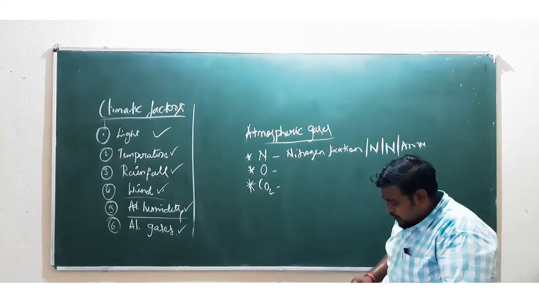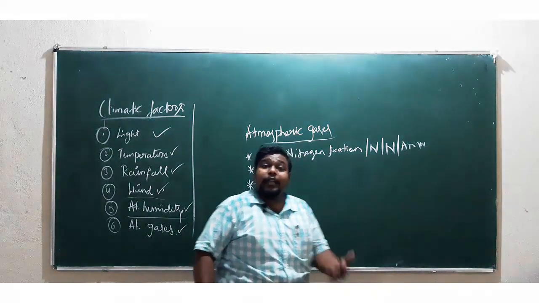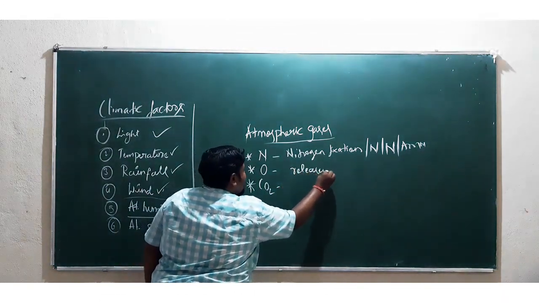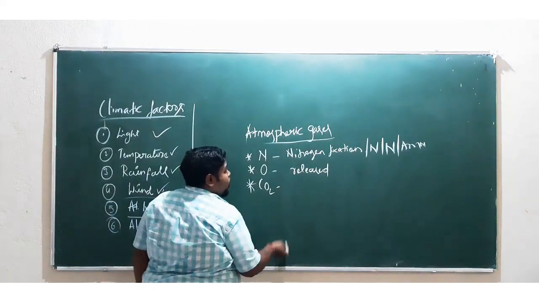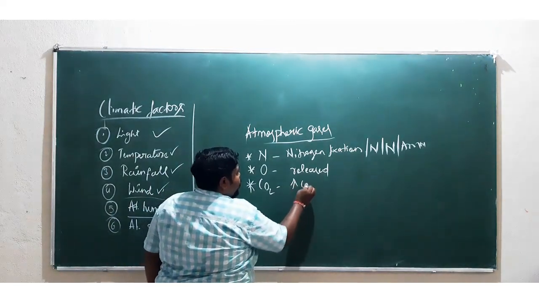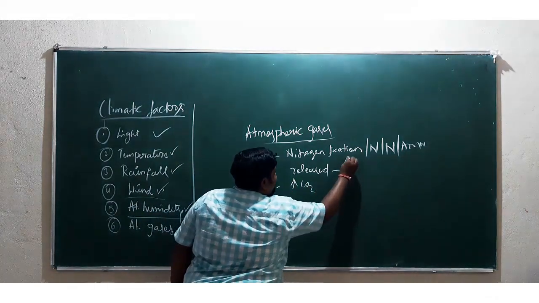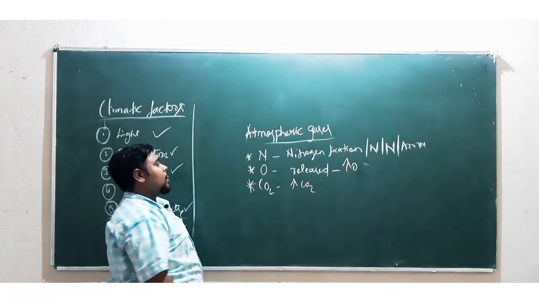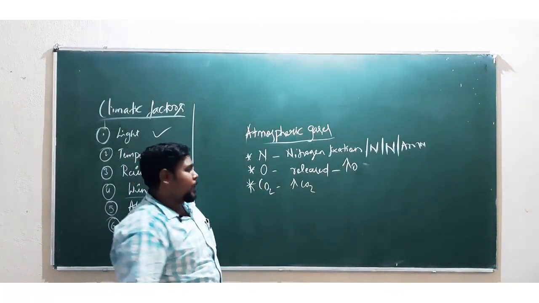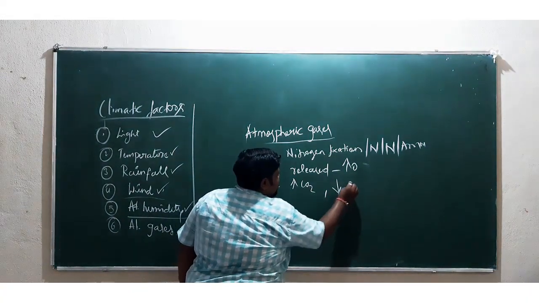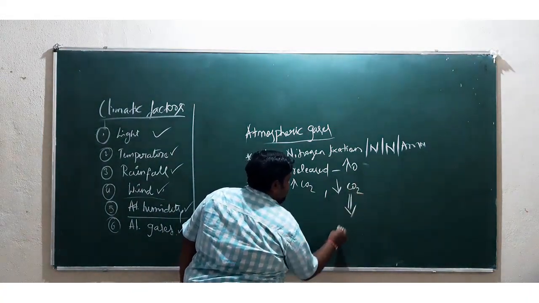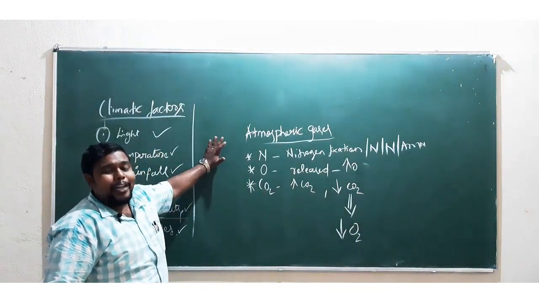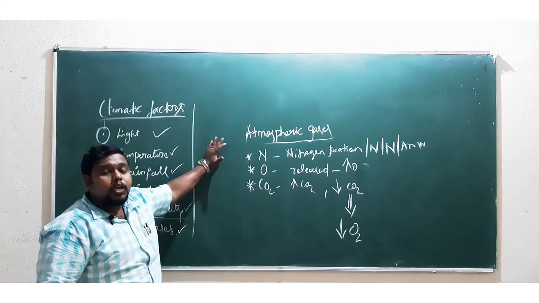And oxygen, we know that oxygen is not taken by the plant, but is released from the plant here. By what? By taking up carbon dioxide. So when there is more carbon dioxide, more oxygen will be released here. Increased amount of oxygen will be released when there is more carbon dioxide, and vice versa, less carbon dioxide will give us less oxygen here. So these three are the important atmospheric gases which we want to discuss here.